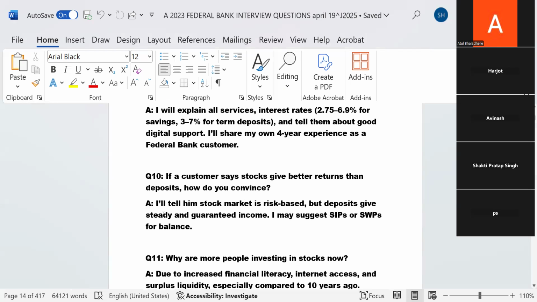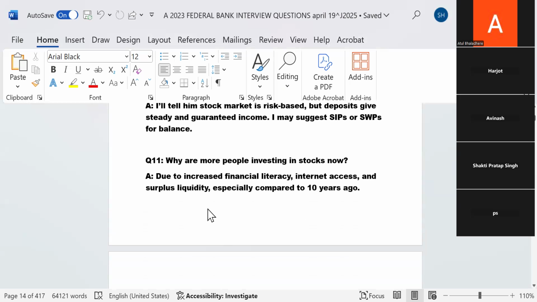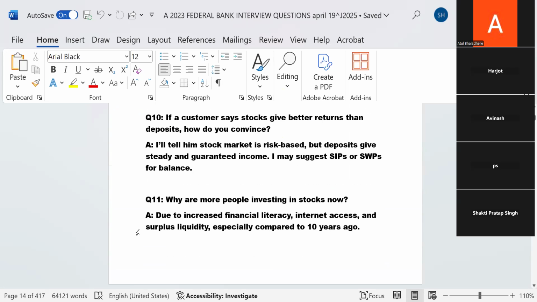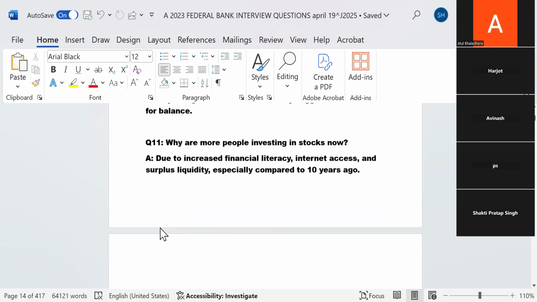Yeah, the answer, also you read. Sure, sir. I will tell him the stock market is risk based, but deposits give steady and guaranteed income. I may suggest SIPs or SWPs for balance. 11th, why are more people investing in stocks now? Answer: due to increased financial literacy, internet access, and surplus liquidity, especially compared to 10 years ago.